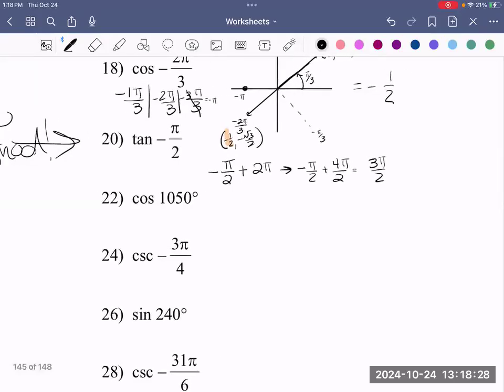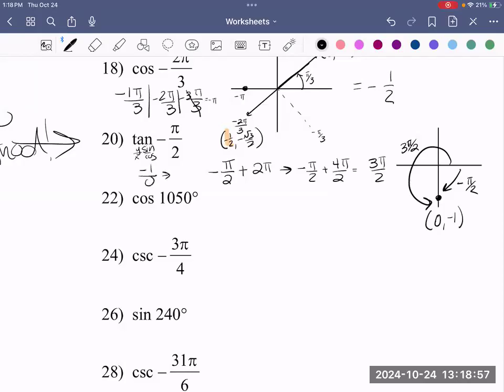So taking 3 pi over 2, what we know from your unit circle is that 3 pi over 2 is located down here, which is the negative counterpart. We're at the coordinate of 0, negative 1. Now tangent, we're talking about y over x or sine over cosine. So we take a look at negative 1 over 0, which is then undefined.